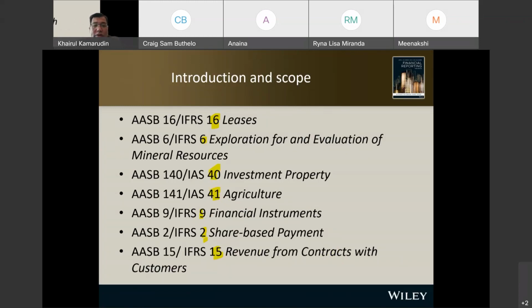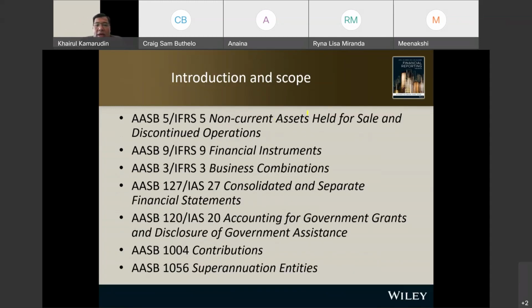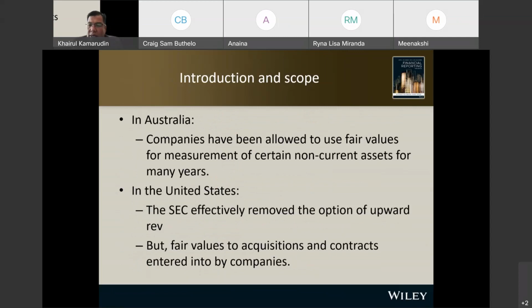Not only this, they have more standards about non-current asset held for sale, financial instrument, business combination, consolidated and separate financial statement, accounting for government grant, contribution, superannuation. So all these standards use fair value measurements.